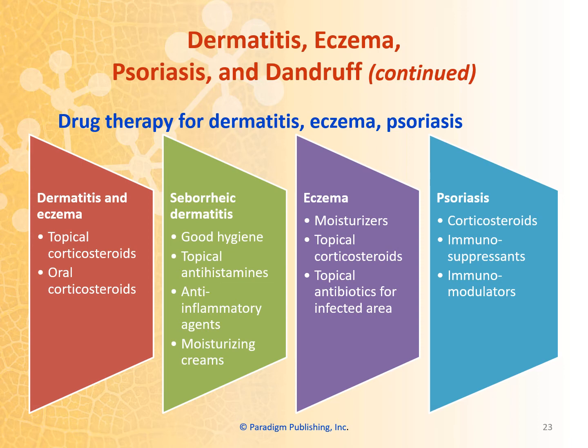There are topical corticosteroids and oral corticosteroids for dermatitis and eczema. For seborrheic dermatitis, good hygiene is important. Some therapies include topical antihistamines, anti-inflammatory agents, and moisturizing creams. For eczema, moisturizers, topical corticosteroids, and topical antibiotics for infected areas. And then for psoriasis, corticosteroids, immunosuppressants, and immunomodulators.